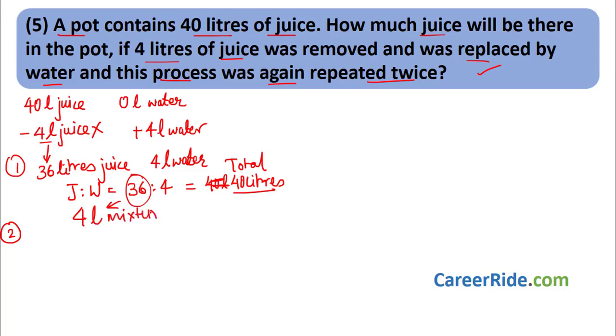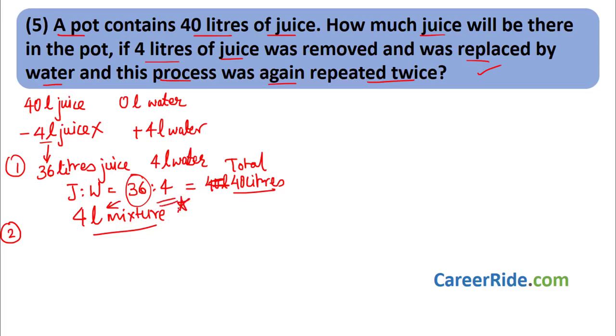Now they don't remove 4 liters of juice, they remove 4 liters of mixture, because once you mix juice and water, it is very difficult to understand what exactly is juice and what is water. So they remove 4 liters of the mixture directly. When they remove 4 liters of mixture, how much juice has been removed? If a mixture has 36:4 juice and water, then if you remove some quantity of mixture, in that also juice and water will be in the same ratio.